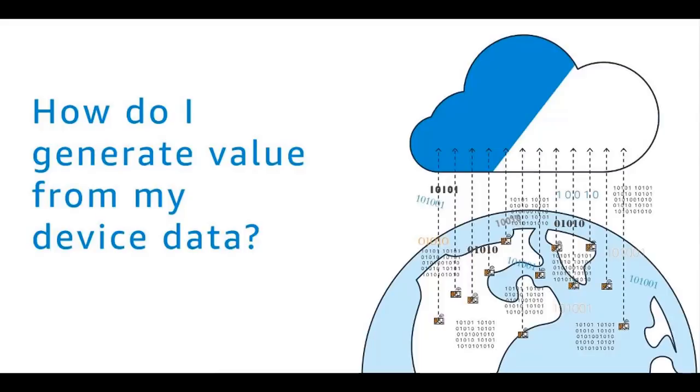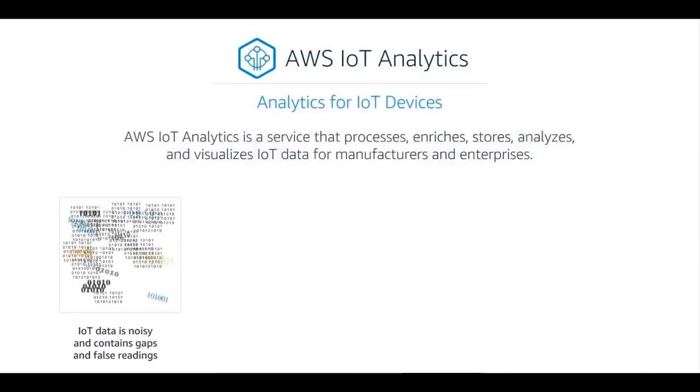And before I hand the microphone over to Eric, I'll walk really briefly through just a couple of the components of AWS IoT Analytics to give you an idea of why we built the service and what it can do. So at its core, IoT Analytics is a service that processes, enriches, stores, analyzes, and visualizes IoT data at any scale. And the reason that we built this service is that we had customers that were struggling with the fact that IoT data is often noisy, it contains gaps and many false readings.